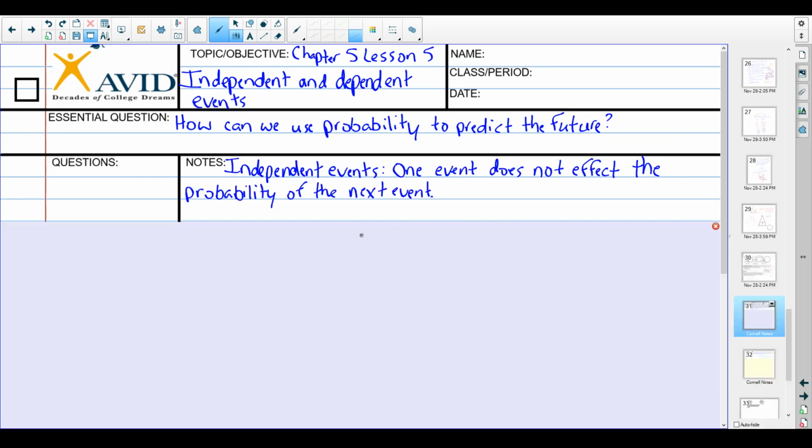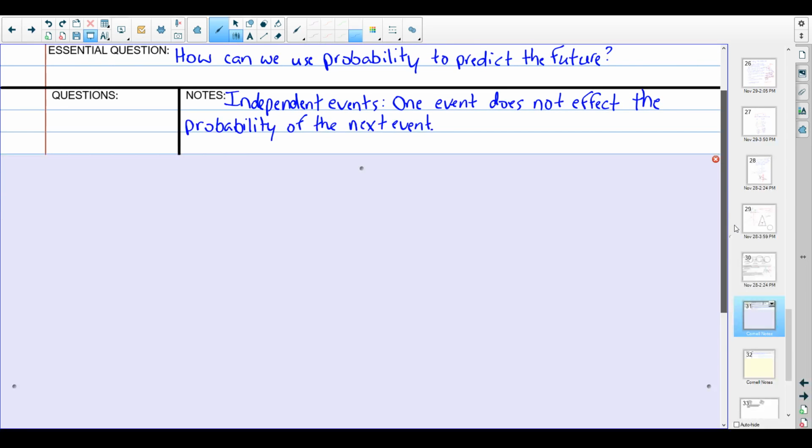Alright. How do we use probability to predict the future? Same central question we've had all chapter. We're looking at independent, dependent events. We start out with independent events where one thing does not affect the next, which is really all we've been talking about so far.